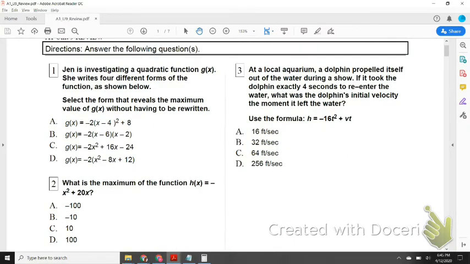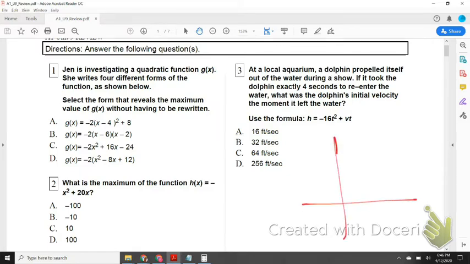At a local aquarium, a dolphin propelled itself out of the water during a show. If it took the dolphin exactly 4 seconds to re-enter, what was the dolphin's initial velocity the moment it left the water? And then it gives you the formula. Okay, so again, if you have not attempted this problem, this is a very challenging problem that requires some solid critical thinking here. So if you haven't attempted it, pause it, come back. If you have attempted it, let's take a look.